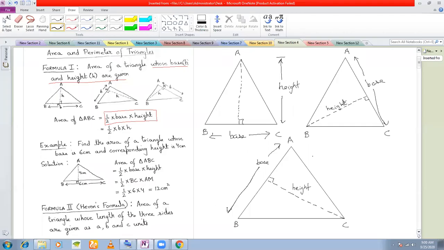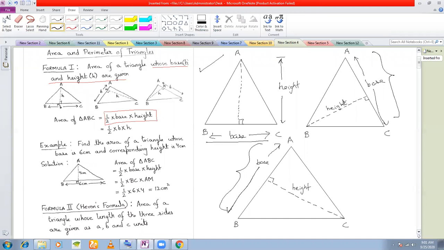Okay, so in these three cases, you can find out the area of any triangle, whether it be scalene, equilateral, or isosceles, if the height and base are given. As shown in the first diagram, if the height from A is given, then BC becomes your base. If the height from B is given, the dotted line, then AC becomes our base. If the height from C is given, then AB becomes our base.